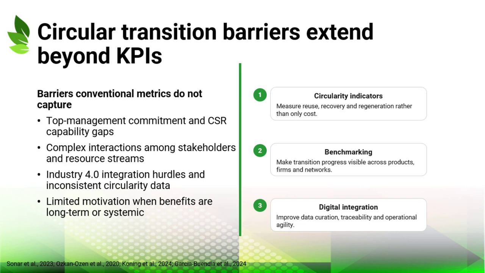This slide broadens the discussion from individual KPIs to organizational barriers. Circular transitions often fail not because a single metric is missing, but because the whole management system is still oriented toward linear efficiency. The chapter highlights barriers such as weak top management commitment, gaps in corporate social responsibility capabilities, complex stakeholder relationships, and difficulties integrating Industry 4.0 technologies.